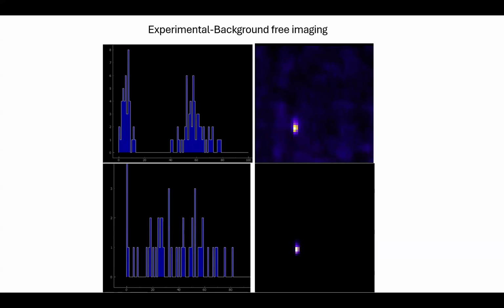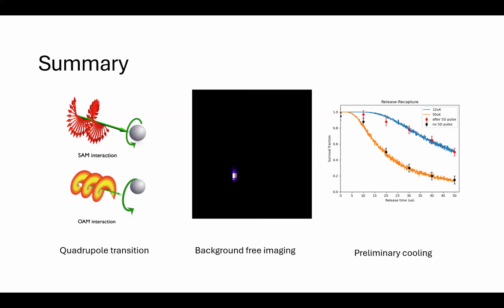So that's background-free imaging. To summarize, we are trialing a quadrupole transition in atoms, which is, again, for the first time in tweezers or any trapped atom system. We are getting background-free imaging, which is another first-time thing that people have never done.